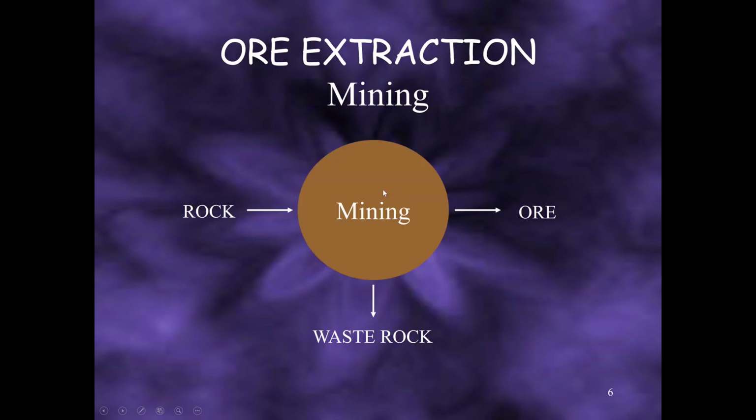Okay, let's be a bit more focused on mining, the first upstream processing in production of metal, for example. As we said, ore is produced from rock. When ore is produced from rock, of course, there are some streams that are not of our interest, and we call it waste rock. That's the stream that we don't like.